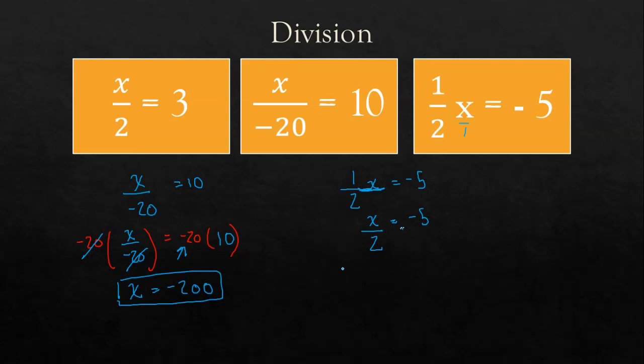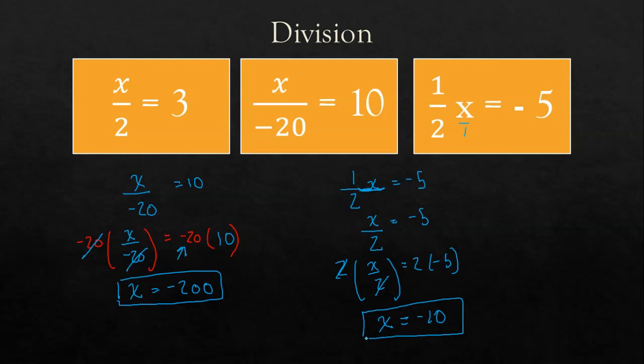So I can see I have a 2 on the bottom. So I'm going to have to multiply this side by 2 to get rid of the 2. And whatever I do to one side, I have to do to the other. So this 2 goes away. I'm left with just an x. And I get 2 times -5 gives me -10. So my answer is x equals -10.